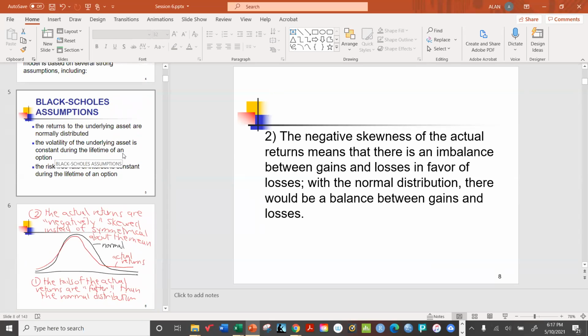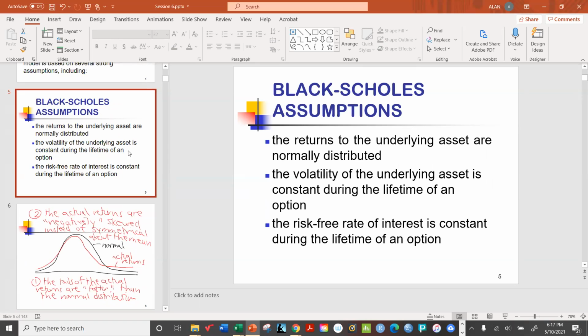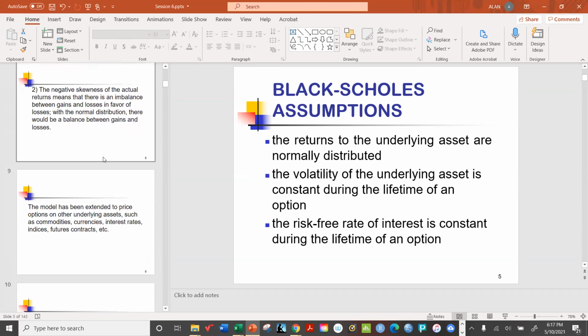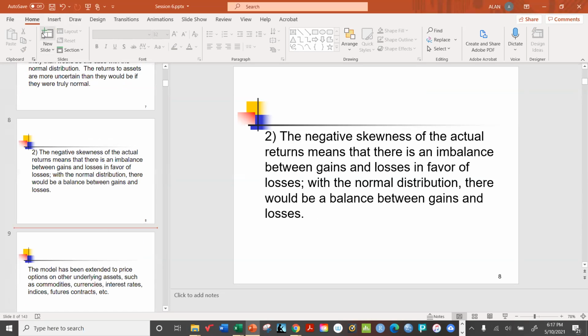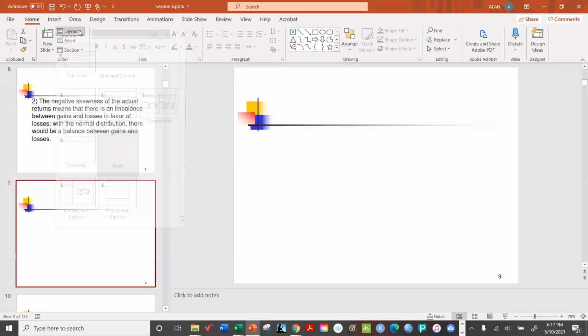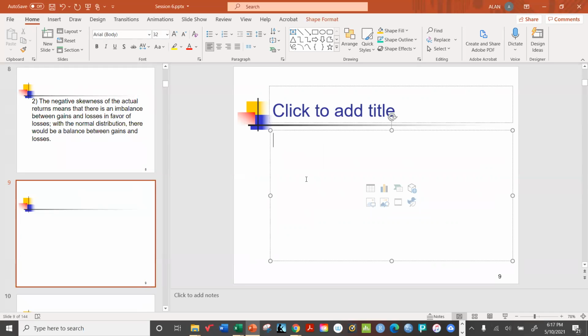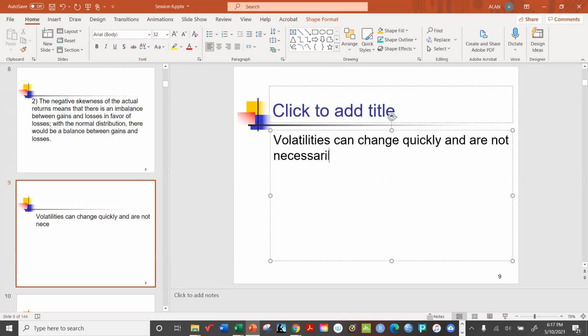All right, what else? Number two, volatility of the underlying asset is assumed to be a constant. Well, that's not true either, okay? Volatilities can change over time. And in fact, they often do. Now, I'll show you how you can tell. Volatilities can change significantly and are not necessarily constant during the lifetime of an option.